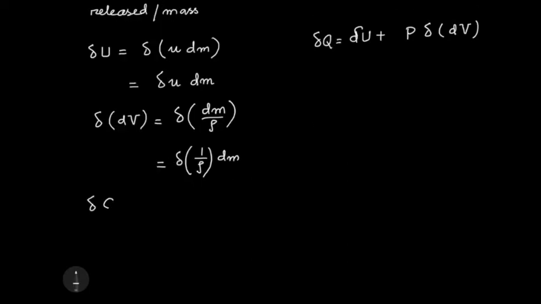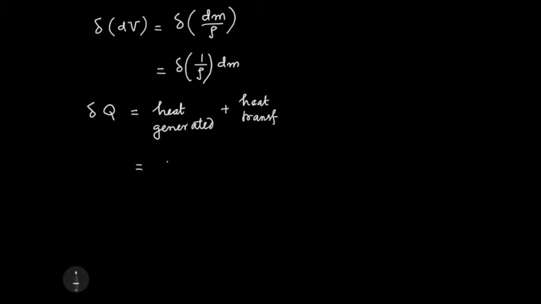What about delta q? Delta q will come from two places. One is the amount of heat generated because of fusion there, plus the amount of heat transferred. So the heat generated is because of that nuclear energy release, which is Q, and it's per unit mass per unit time. So if I consider in delta t time, this is Q delta t.